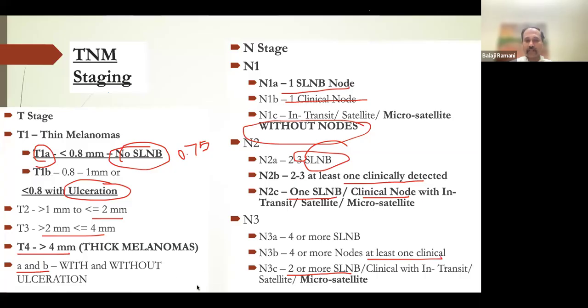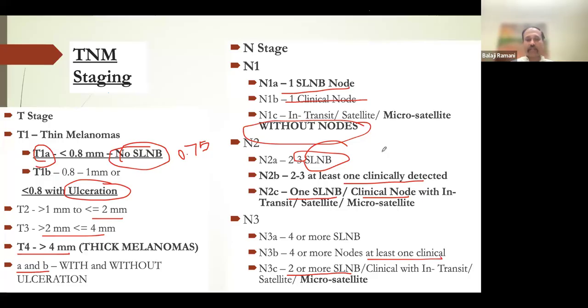Can I have an answer in the chat box as to whether this is clear? This concept of N in nodes, because that can come as a question. So can you just put up in the chat box whether this is clear or you want me to repeat? The T and the N staging are there. So N1 is 1, N2 is 2 to 3, N3 is going to be 4 or more. And so A is SLNB, B is clinical, C is going to be your combination of satellite and this one, or only the satellite lesions. Okay, so that is how.